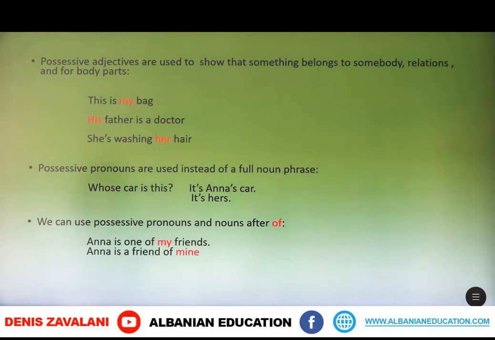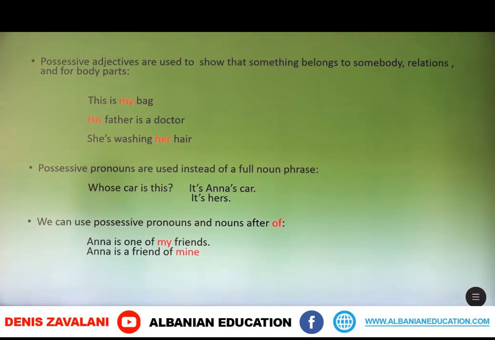Possessive pronouns are used instead of a full noun phrase. For example, whose car is this? It's Anna's car, or it can be the answer, it's hers. So you can see that the possessive adjective comes before the noun and possessive pronoun comes at the end of the sentence. We can also use possessive pronouns and nouns after of.